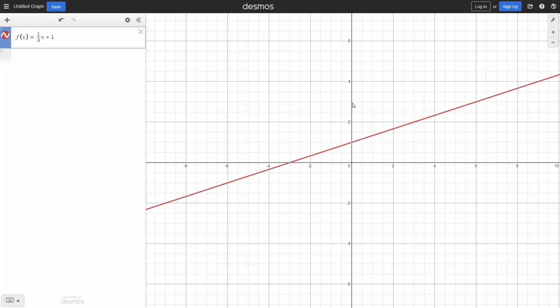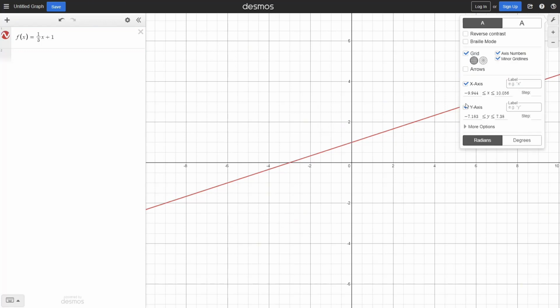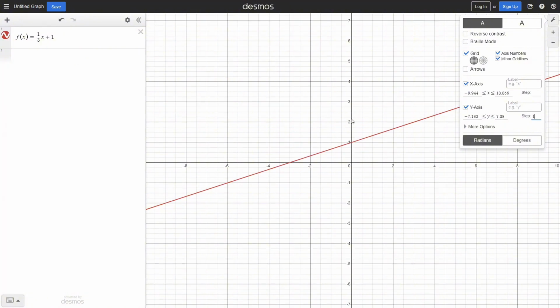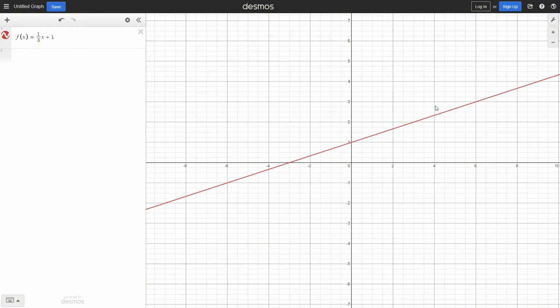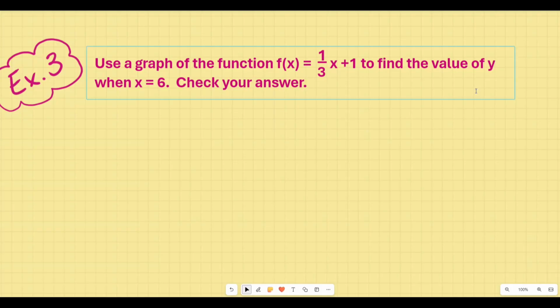If you can't really tell what it is, you can actually click on this little wrench settings, and for your y-axis, change this to tell it you want to count by ones. It's currently counting by twos. So now you see it changed. So you can kind of see where 3 is on the y-axis and 6 is on the x-axis. That's where they come together. And again, usually you can click on it and it'll show you. So 6 and 3. So we know that the value of our y based off of our instructions is going to be 3.